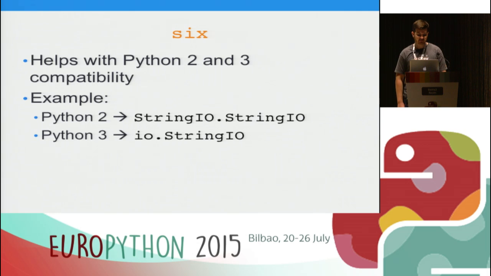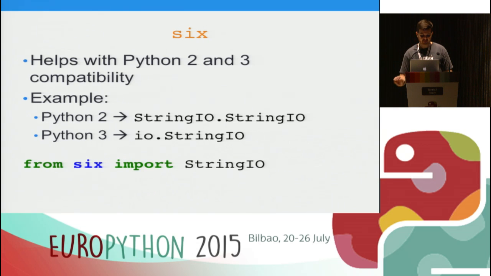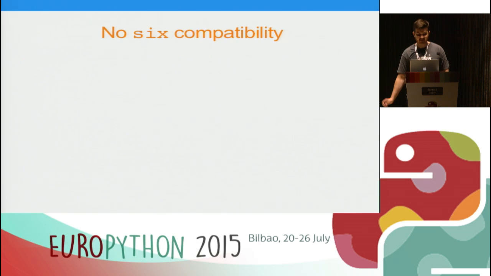The issue here is if you wrote Python 2 style code and you ran it on Python 3, you'll get a bunch of import errors. But fortunately, the solution is quite simple, thanks to Six. You can just simply import StringIO from the Six library. However, this brings up the edge case of what happens when there's no Six compatibility.